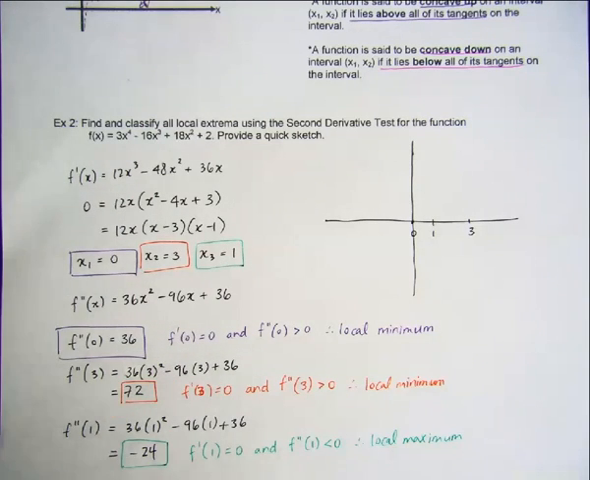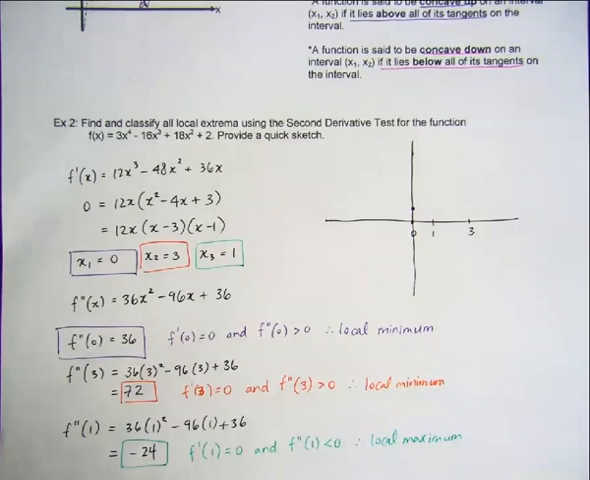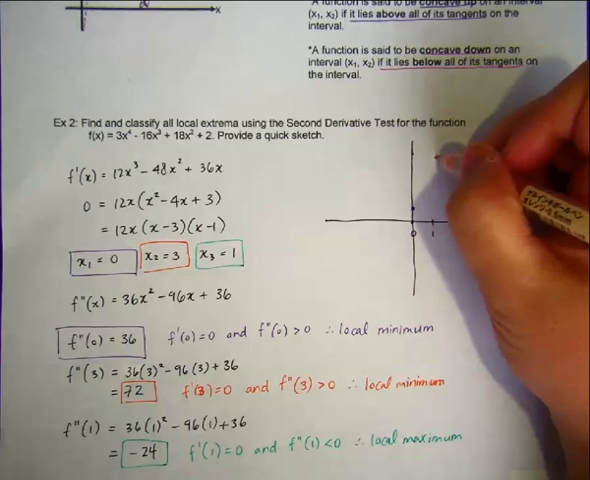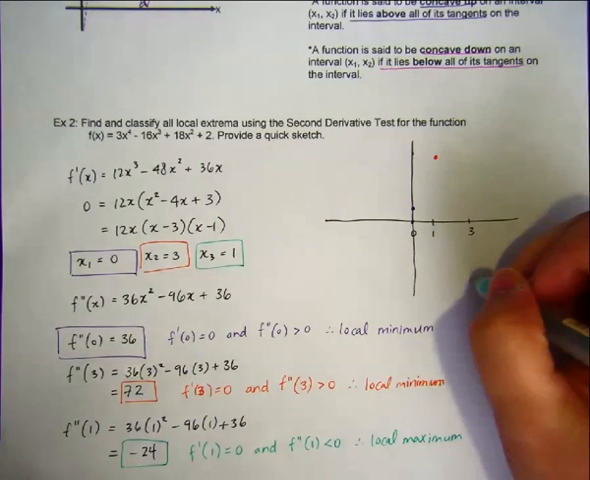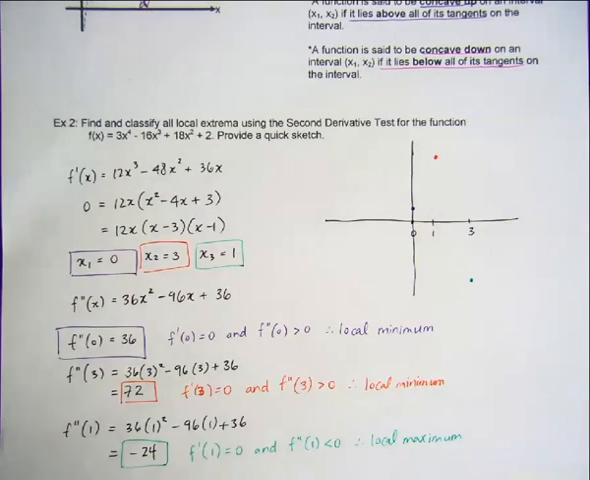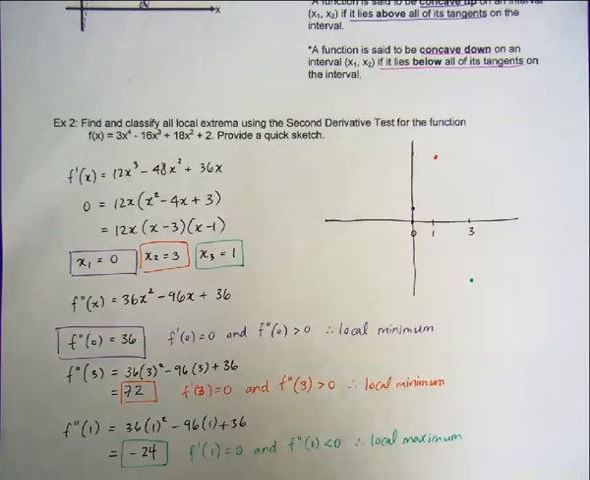So now we can say that we're going to have a minimum, a maximum, and a minimum. And then we already determined that the end behavior would be from quadrant 2 to quadrant 4.